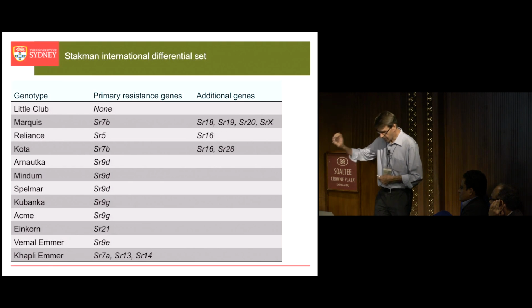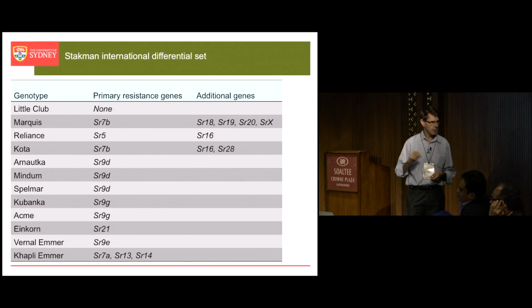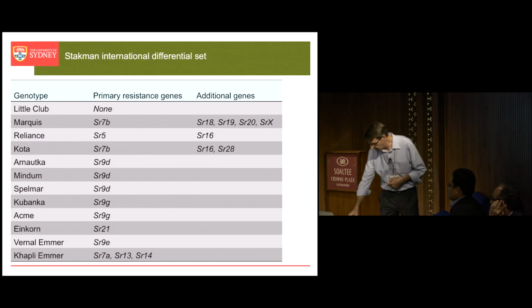So anyway, the point I'm making there is that when Stakman first started doing his work and he found these differentials could discriminate between different isolates of stem rust, he didn't know what the genetic basis of the resistance was in the host. We now know that. So what we do now is we report pathotypes. We identify pathotypes based on their virulence for specific genes, not genotypes.